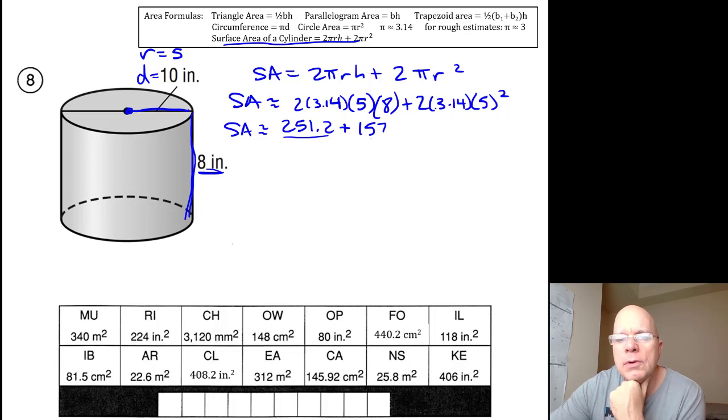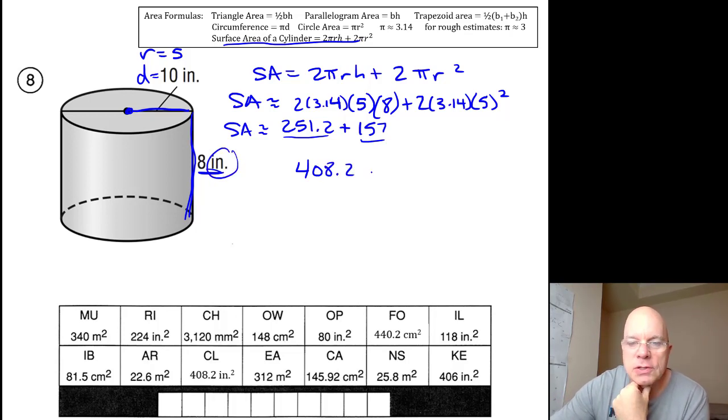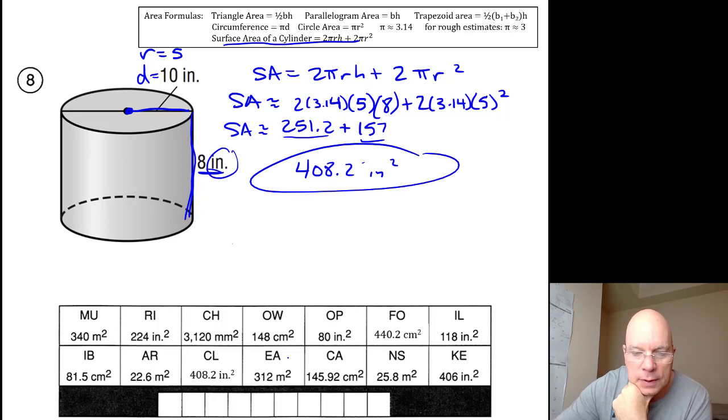Oh. 6 times 20. Oh no, no. 5 times 25 is 125. Oh, 6 times 25 is 150. Okay, I feel good about this too. 250 and 150 is 400. Plus I have another 8 and 2/10. 408 and 2/10. These were given in inches, so this is inches squared.